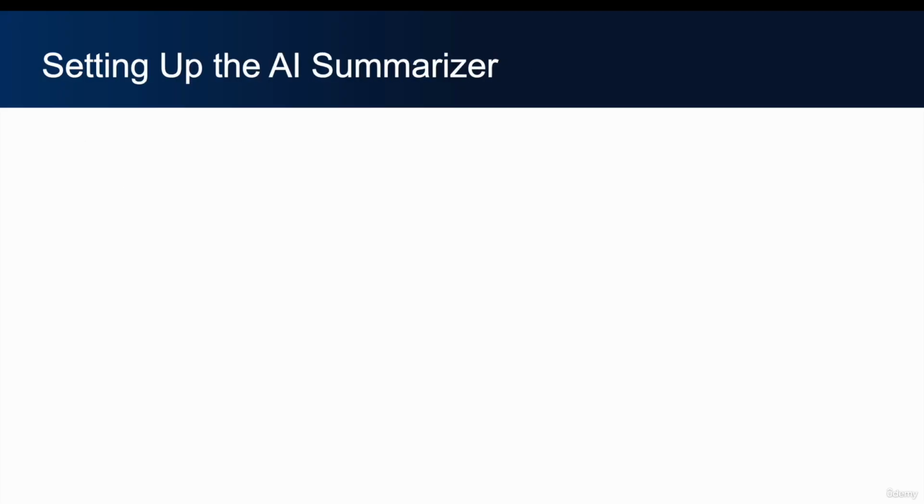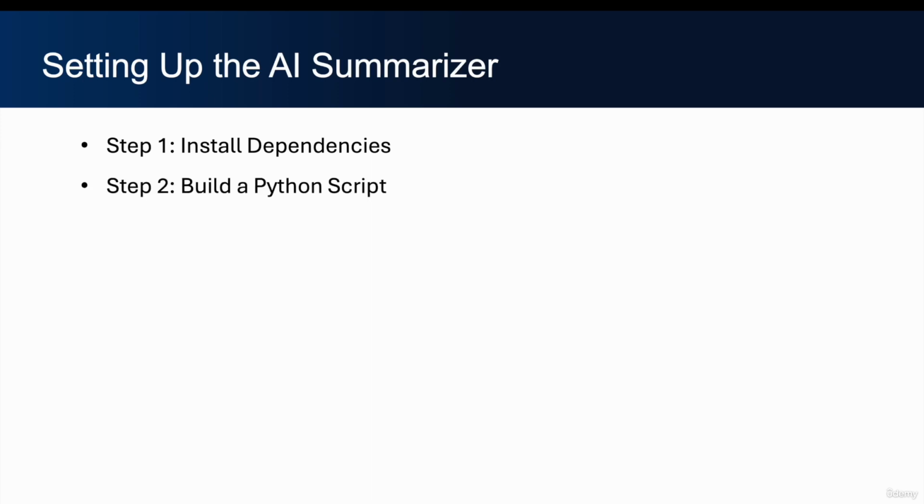Let's look at setting up the AI summarizer. The first step is to install the dependencies. We'll go ahead and install requests and Gradio if you don't have them. Next, we're going to build a Python script. We'll call it textsummarizer.py, add some code in there and run it. That's our step 3, which is running the script and seeing if it works perfectly for us.